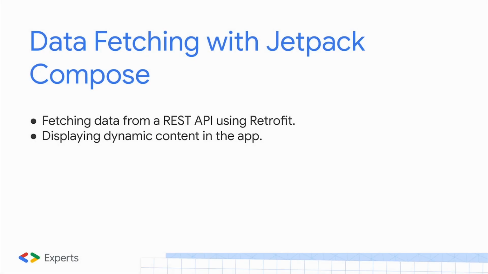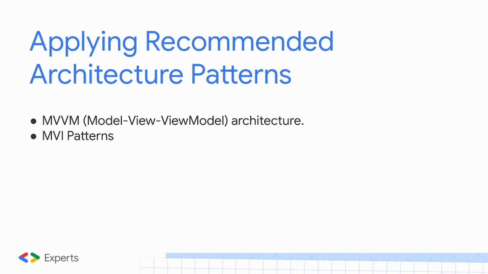So data fetching with Jetpack Compose, we use Retrofit APIs. We use REST API using Retrofit, and then we can also display dynamic content in app, which is very important. And we want to ensure that we are also applying recommended architecture patterns, which can really lead to great applications. And why is this important? Number one is performance, ensuring that high quality apps are well optimized for performance. They load quickly, respond promptly to user interaction, and use device resources efficiently. This is very important because I don't want to be using an app that really drains my battery.